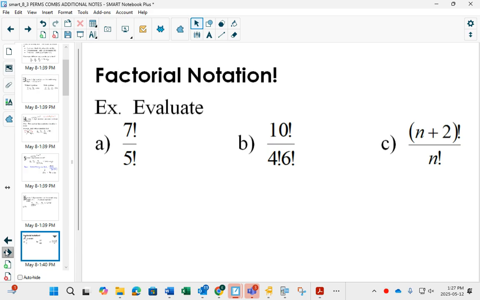Here's a little warm-up. We've done factorials. I want you to do all 3 of these without your calculator. Come up with a number for the first 2 and come up with a simplified expression for the last one.